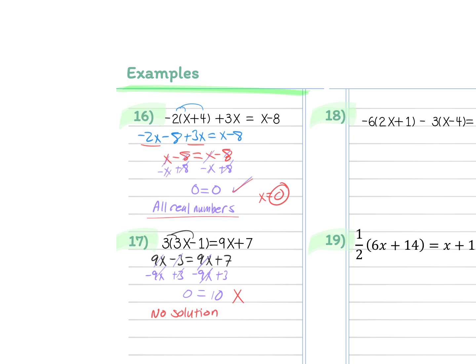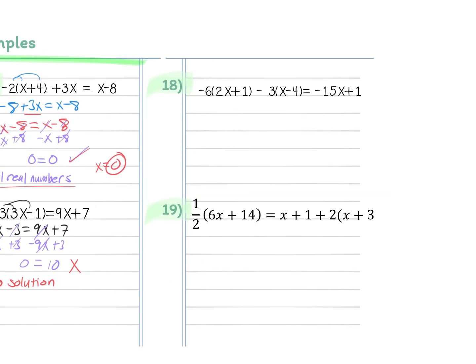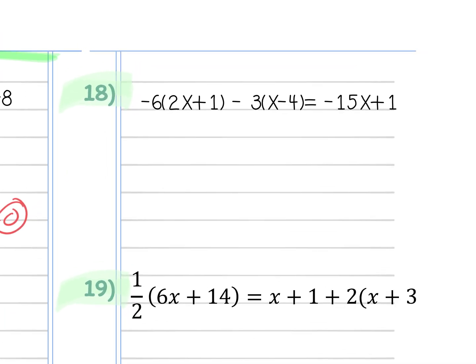Okay, good. So maybe you can probably tell what's going to happen with the next two. So on that note of getting an all real number solution, let's try some of these and see what happens. As always, let's solve like normal. Distribute -6, distribute -3. We should get -12x minus 6. Distribute the -3, we get -3x plus 12. Equals -15x plus 1.